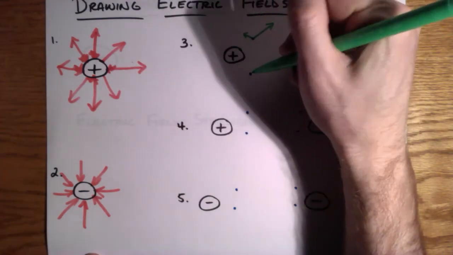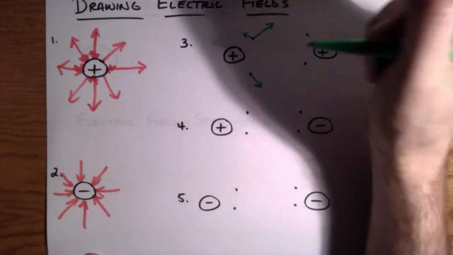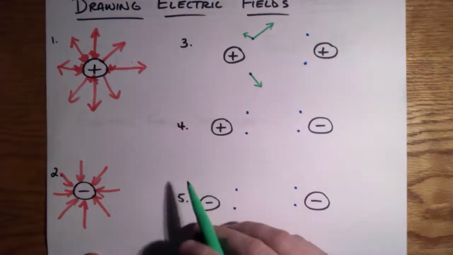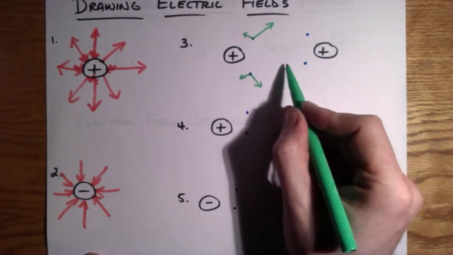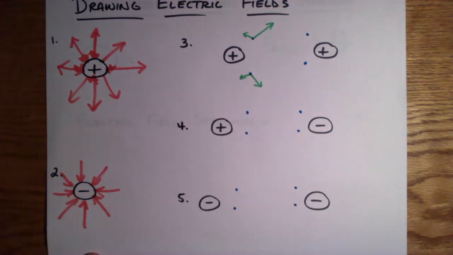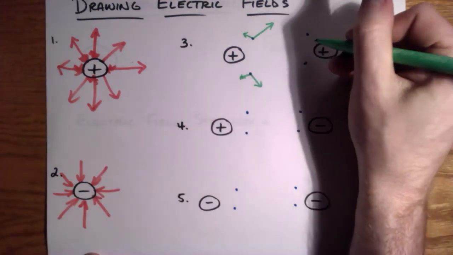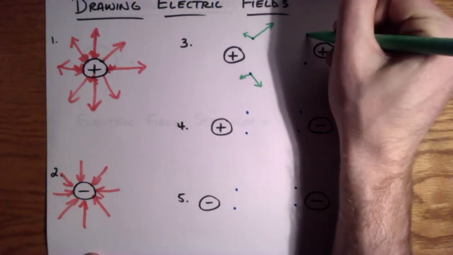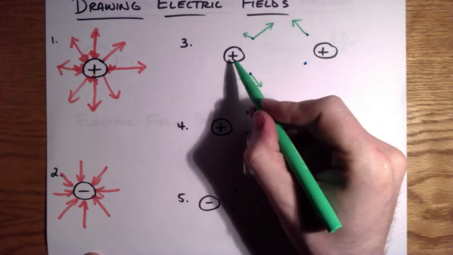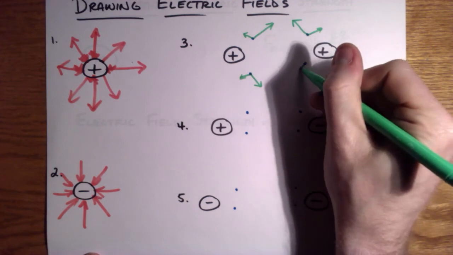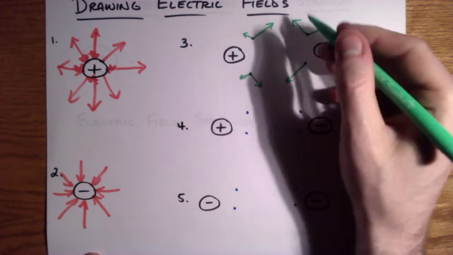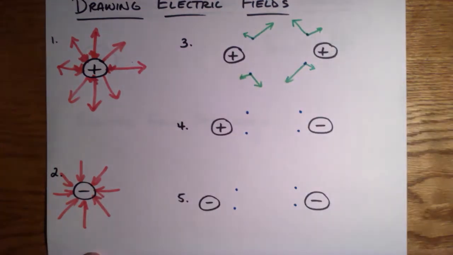Same thing, a positive test charge at this location will be repelled fairly significantly because it's very close to this charge, and it will also be repelled generally in a straight line from this charge, but not as much because it's further away. Same thing over here, this charge repels a positive test charge greatly. This one will repel, but not nearly as much. Here, this charge will repel a positive test charge. Same thing here, but not nearly as much.